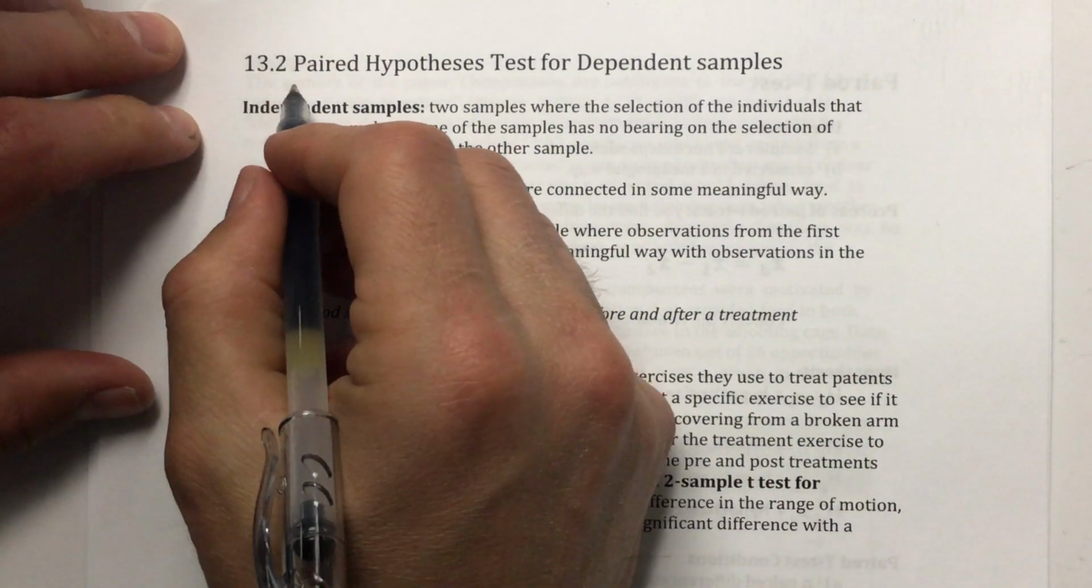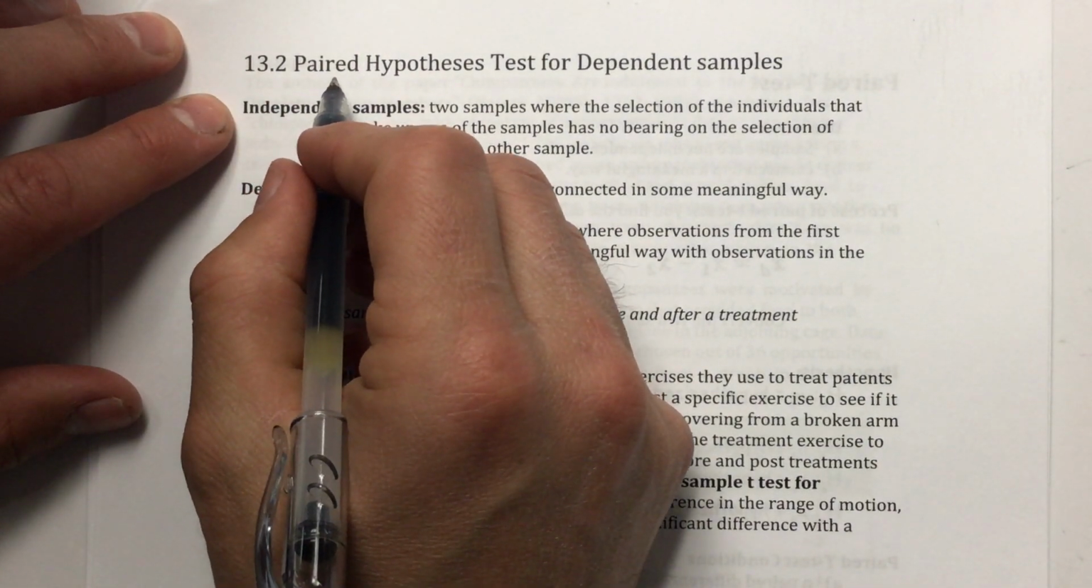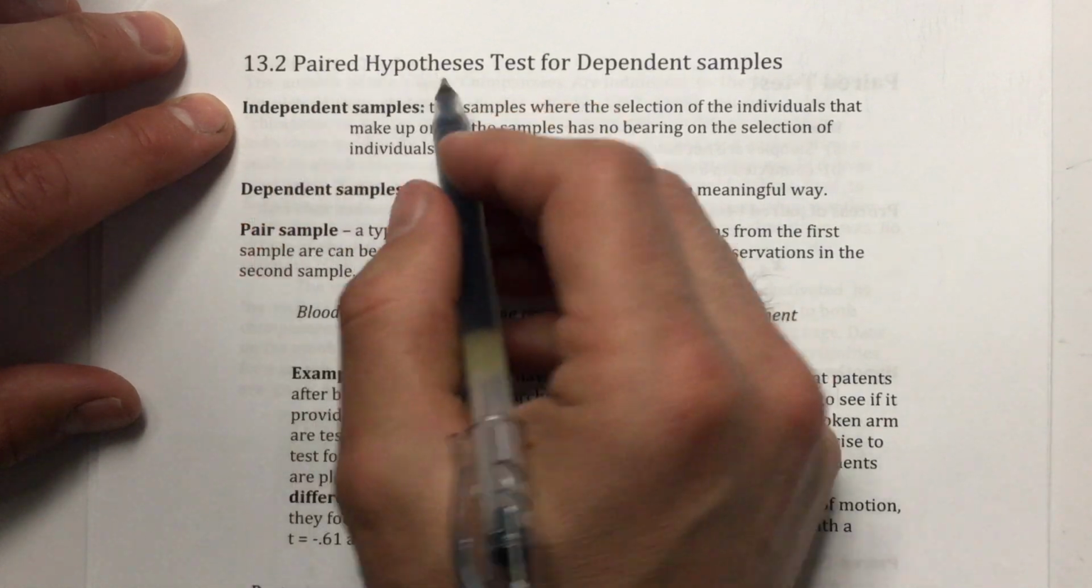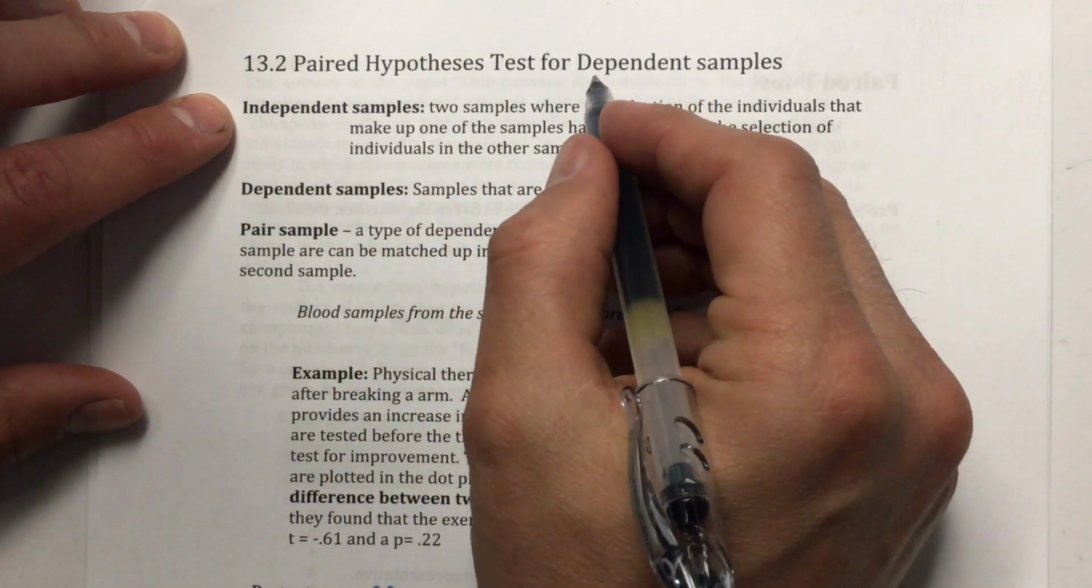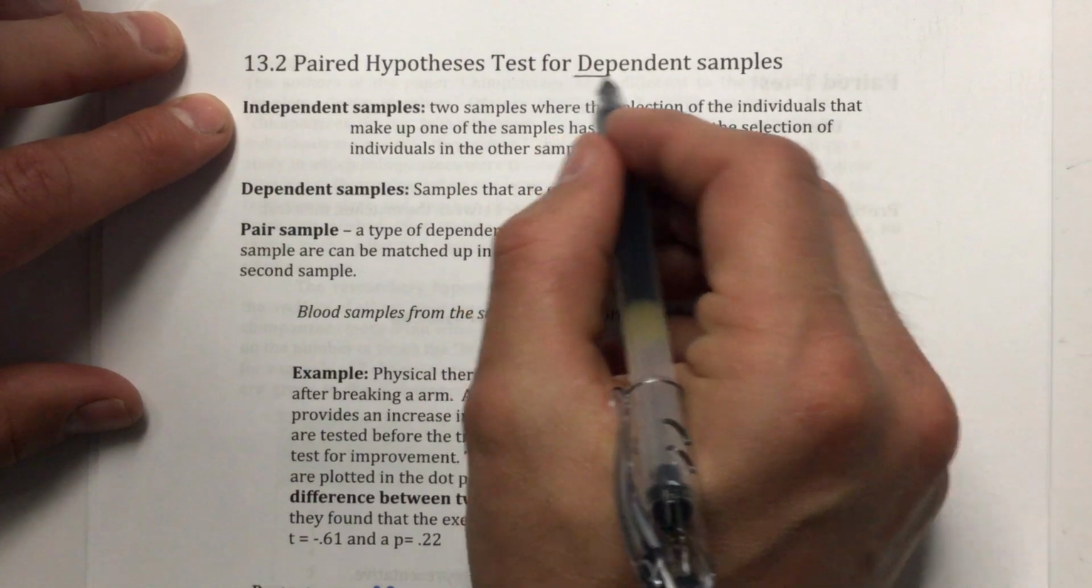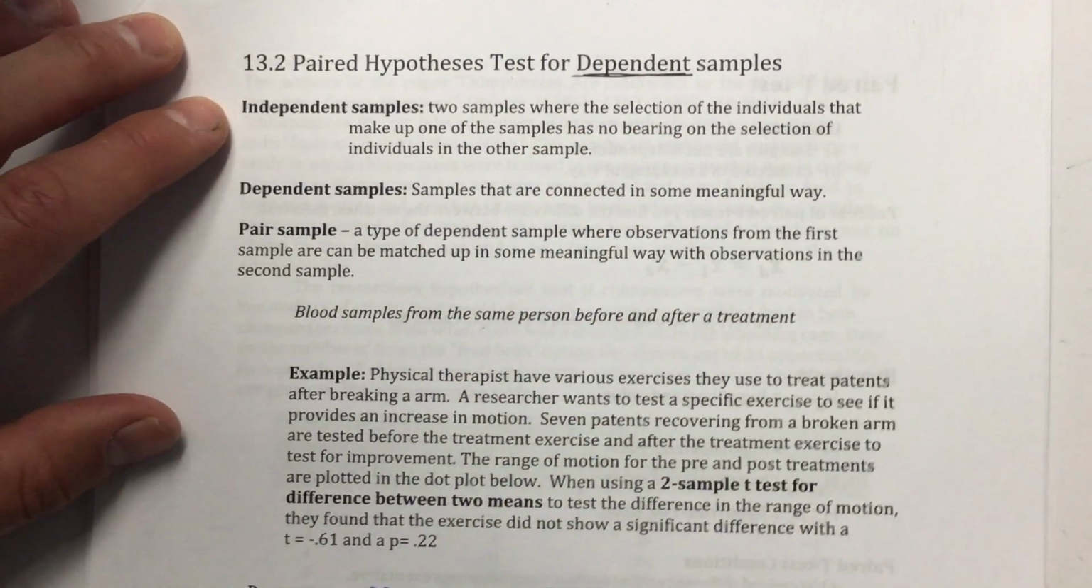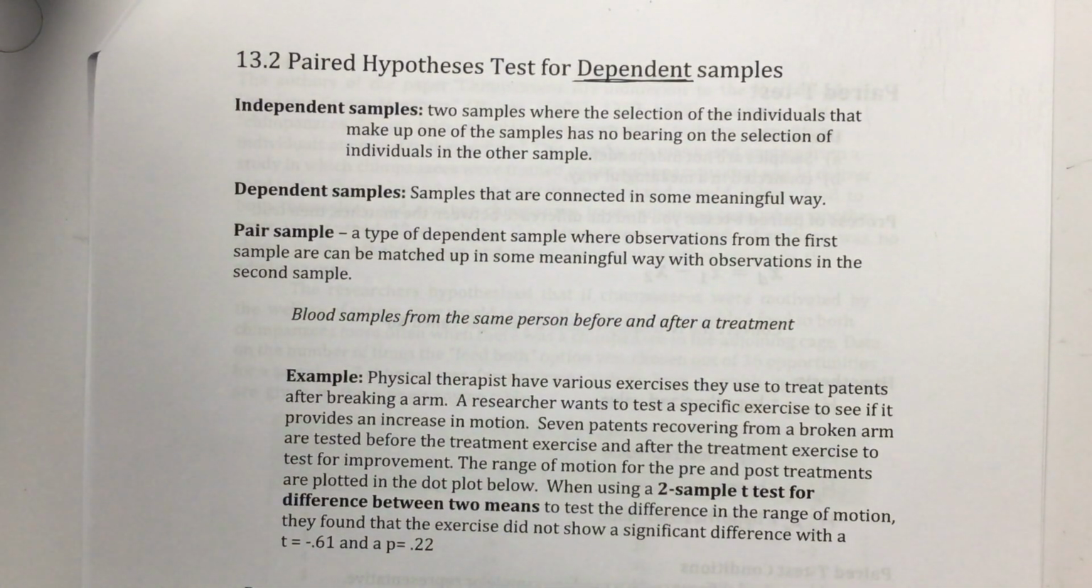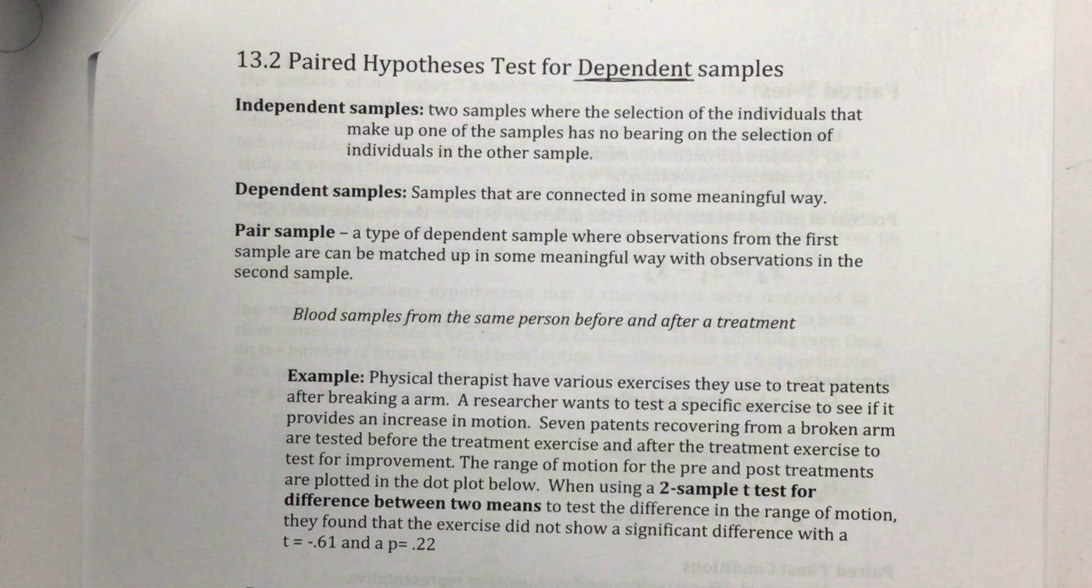All right, 13.2, we're going to talk about the paired t-test. And these are hypothesis tests about dependent samples. Last time it was all about independent samples. Now we're talking about dependent samples.